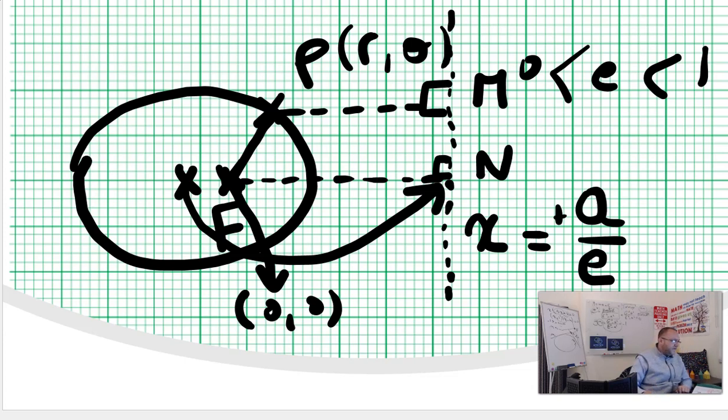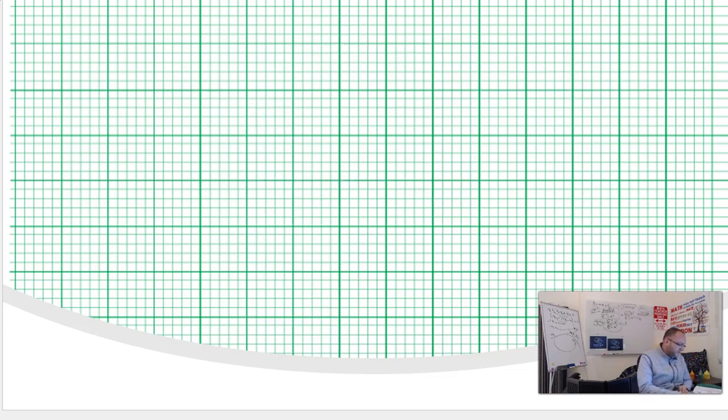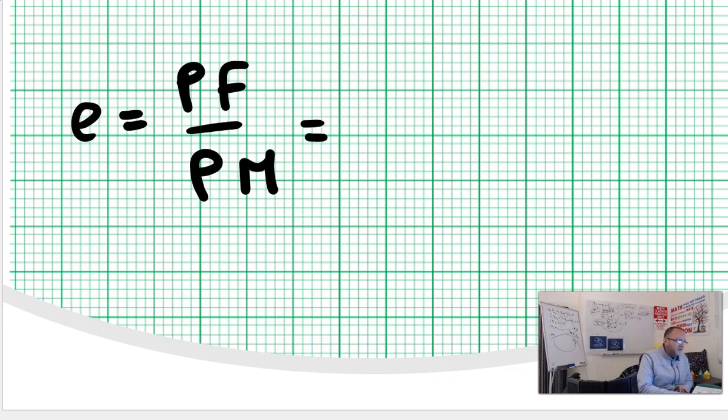Now, if I am to go ahead and say e equals PF divided by PM, this is how we started for the parabolas, right? What do I get? I get r divided by, what is that?